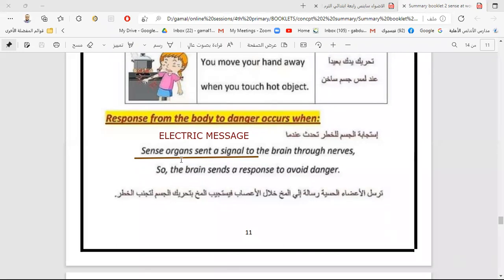So the sense organs send a signal to the brain through the nerves. Is it okay? This is the first message. This is message number 1. Can you tell me about message number 2? What is message number 2? Where does it come from? From the brain. Write on the chat if you want to answer.